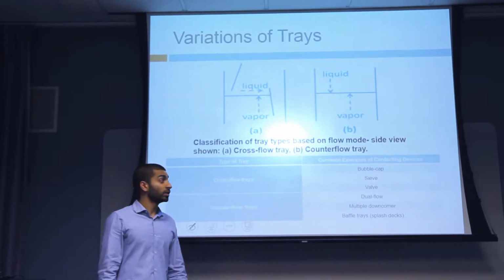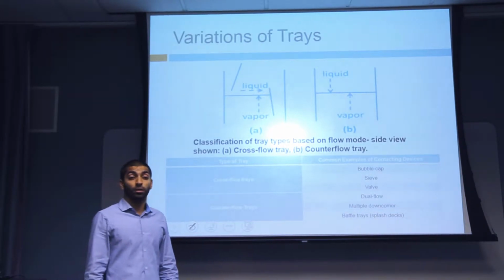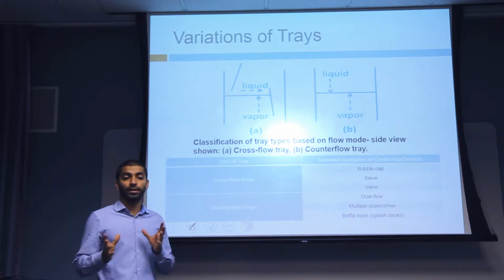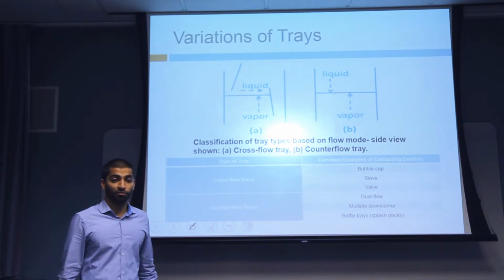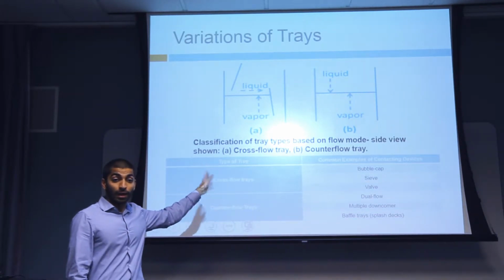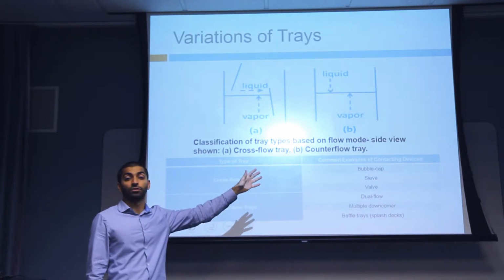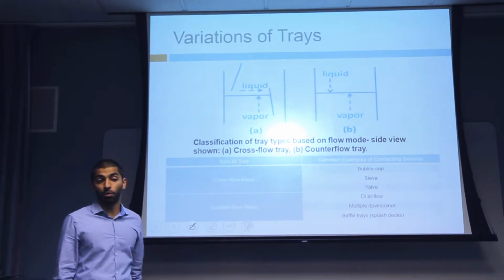All right, so let's focus on trays right now. The trays are categorized into two main categories of types of trays. The first one you see on the left side is a counterflow tray, and the one on the right side is a crossflow tray. The differences between them are very subtle but important.